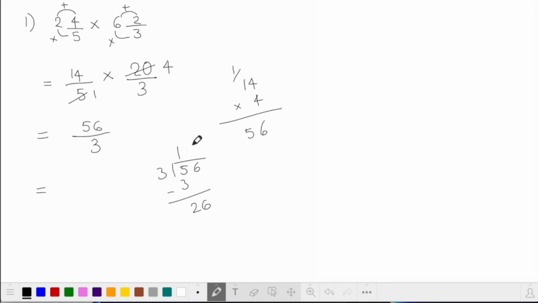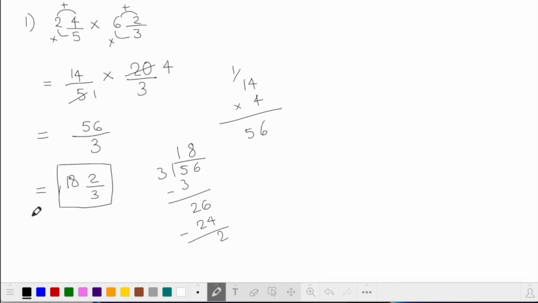26. So 3 times 8, 24. So we have 2 here. So 18, 2 by 3. That's the final answer because 2 and 3 are only divisible by 1. So this is the simplified mixed number.